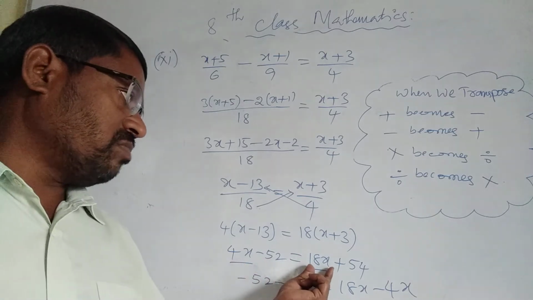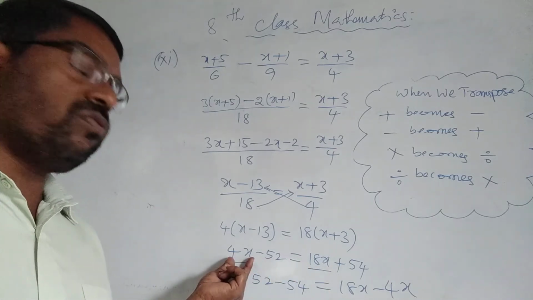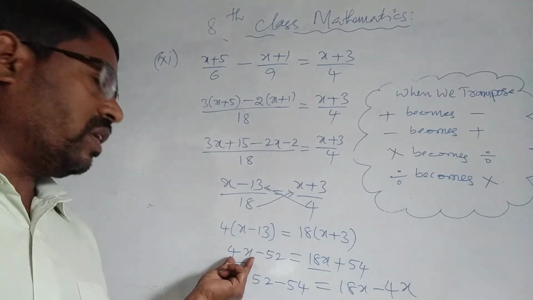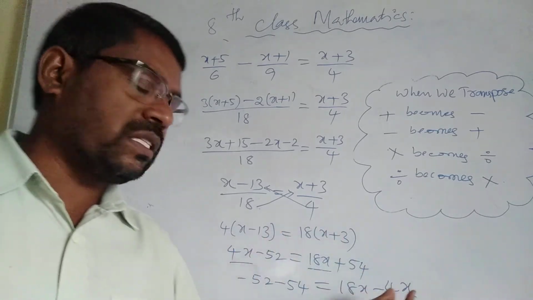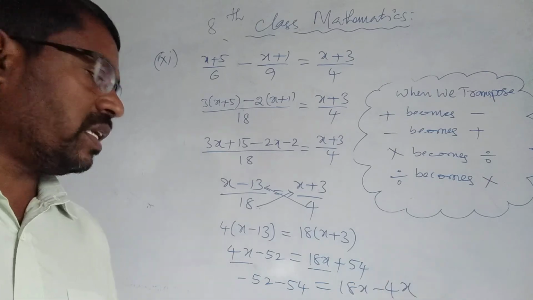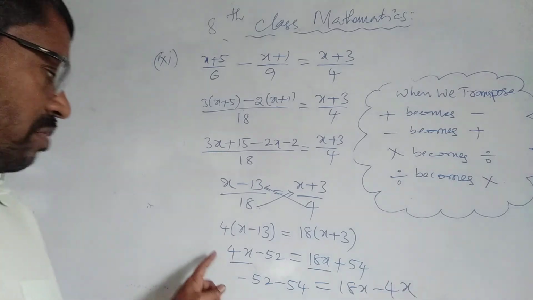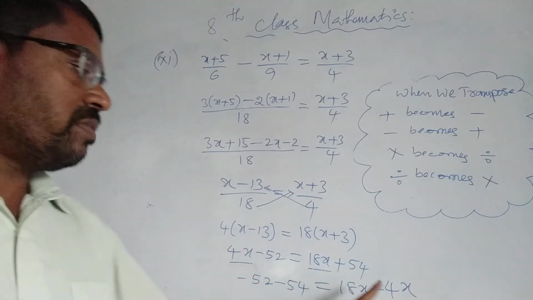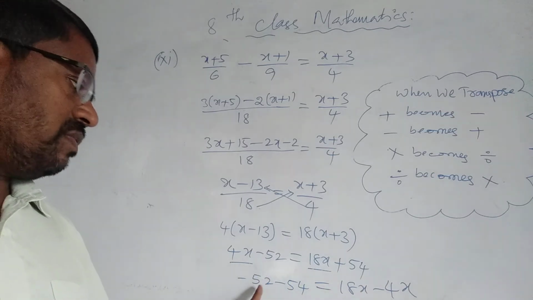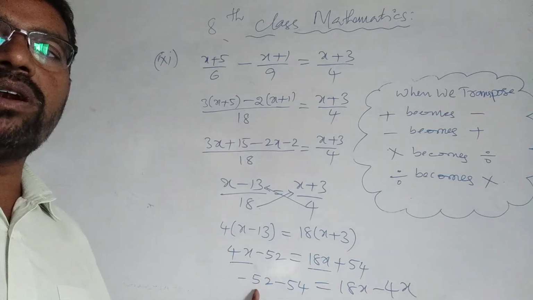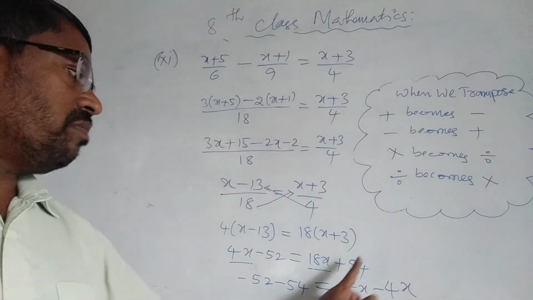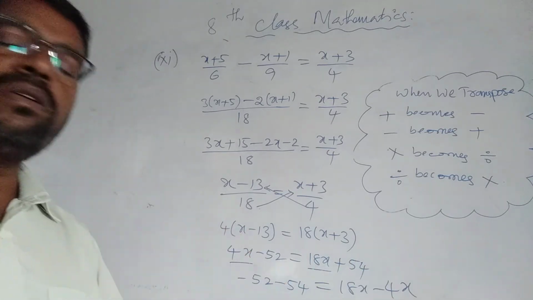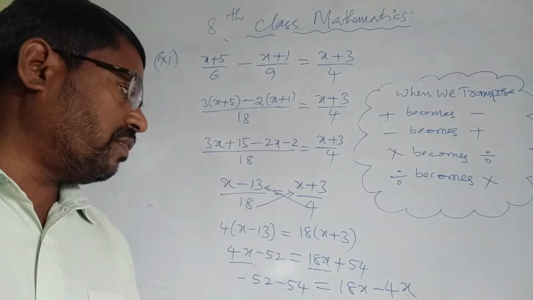Here 18x terms are there, 18x. Here 4x. Which one is less? 4x is less than 18x. So I want to transpose this 4x to the other side. That's why I took that side. 18x minus 4x, because plus 4x is there, it becomes minus 4x. This minus 52 is on the left hand side only, I am not going to transpose. This plus 54 I want to transpose from the right hand side to the left hand side, it becomes minus 54.